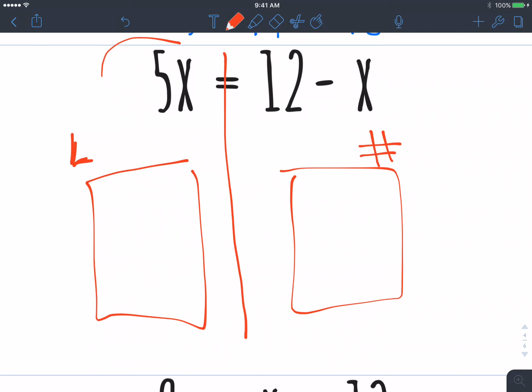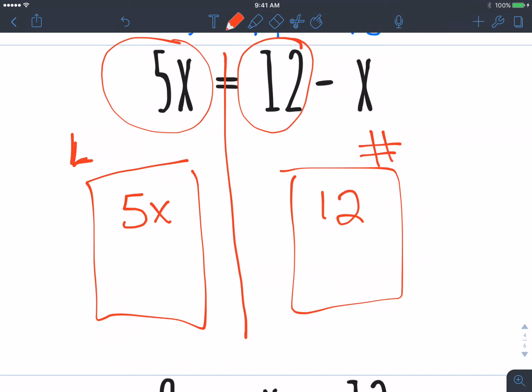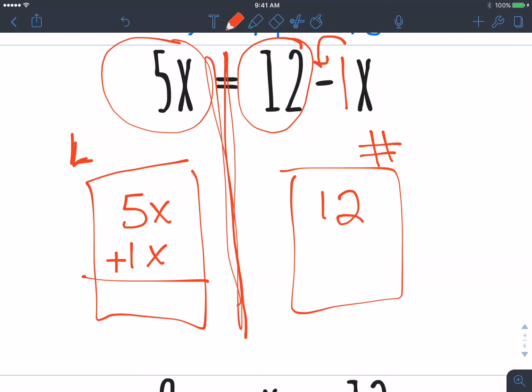Okay, so on this side here, I'm just going to go ahead and drop my positive 5x. My 12 goes ahead and drops down. And again, I've got that invisible 1, and it is a negative. So instead of subtracting 1x, I'm going to add 1x because I'm going across my line right here. So I have 5 plus 1 is 6x.